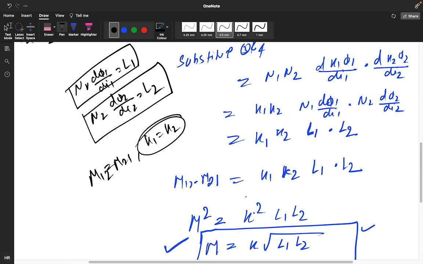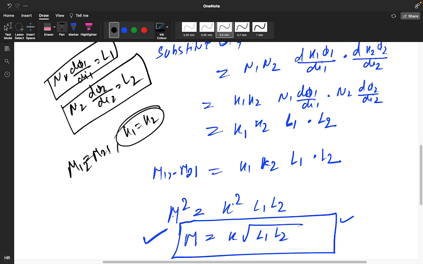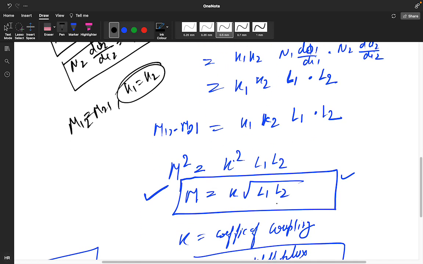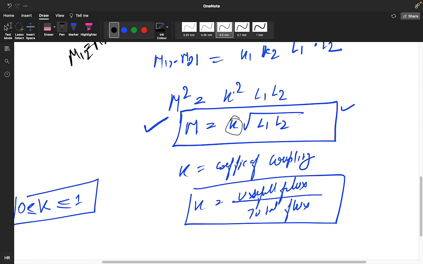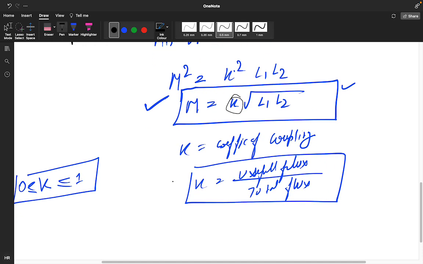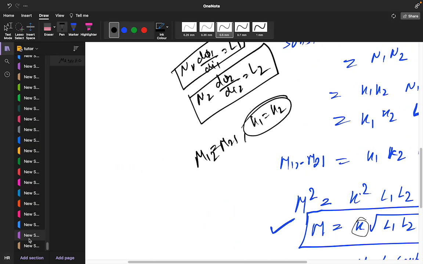So we are putting the value. That's why we are making it M square, and K1 into K2 is your K square, and L1 L2. So we are getting a coupling coefficient: M is equal to K into root under L1 L2. So K is your coupling coefficient. Coupling coefficient is nothing but useful flux divided by total flux, and the value of K will lie between 0 to 1.